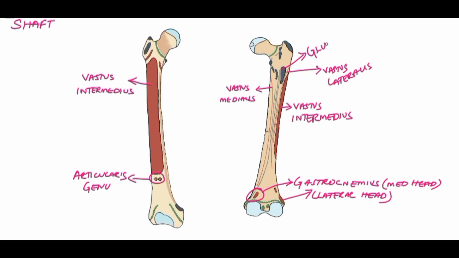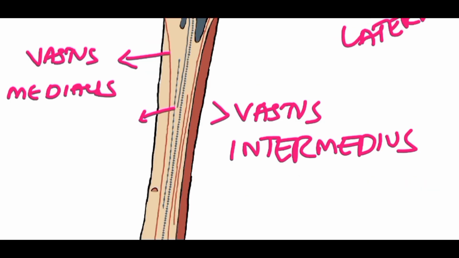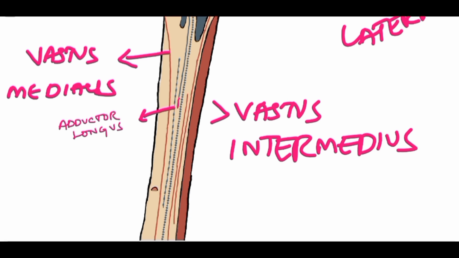Gluteus maximus is inserted in the gluteal tuberosity. Adductor longus is inserted along the medial lip of linea aspera between vastus medialis and adductor brevis and magnus. Adductor brevis is inserted into the line extending from the lesser trochanter to the upper part of the linea aspera, behind the pectineus and upper part of the adductor longus.